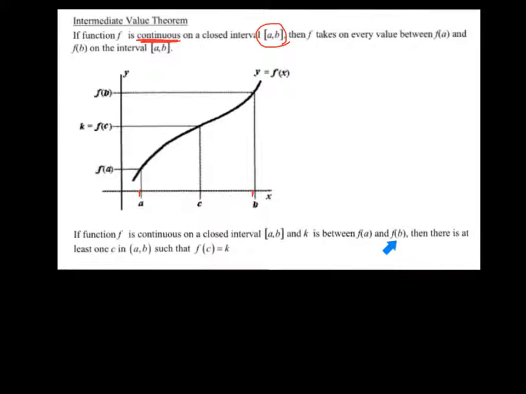Okay? So, having said that, if f is continuous on a closed interval a to b and k is between f of a and f of b, so there's some y height of k between f of a and f of b, then there is at least one c, one x value in the open interval a to b. In other words, it can't be a and it can't be b. It has to be open, such that f of c is equal to k. So this is really straightforward, okay?